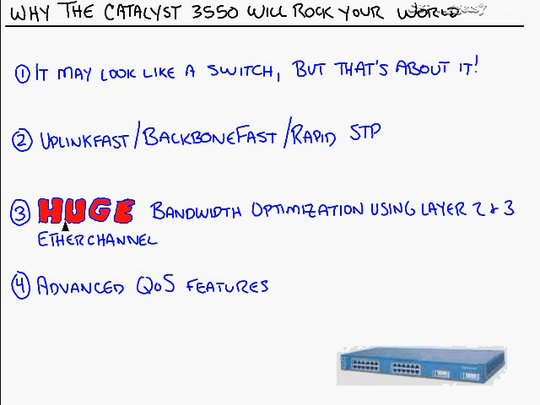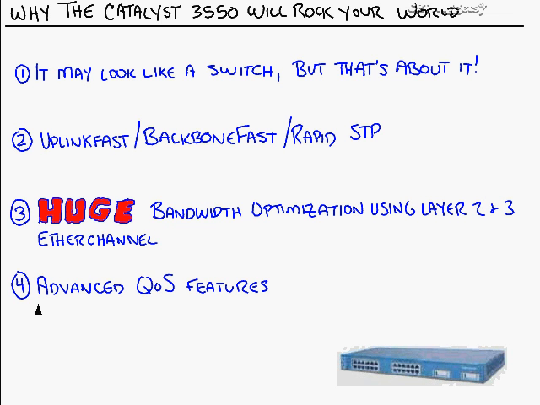Huge bandwidth optimization using layer 2 and layer 3 EtherChannel. Truth be told, you can get up to 16 gigabits per second trunking between these switches. That's combining a bunch of gig ports or 100 megabit per second ports all together into one EtherChannel trunk, and it supports it at layer 2 and layer 3. If you haven't seen a layer 3 EtherChannel before, stay tuned for the rest of this nugget because we're going to get into that.